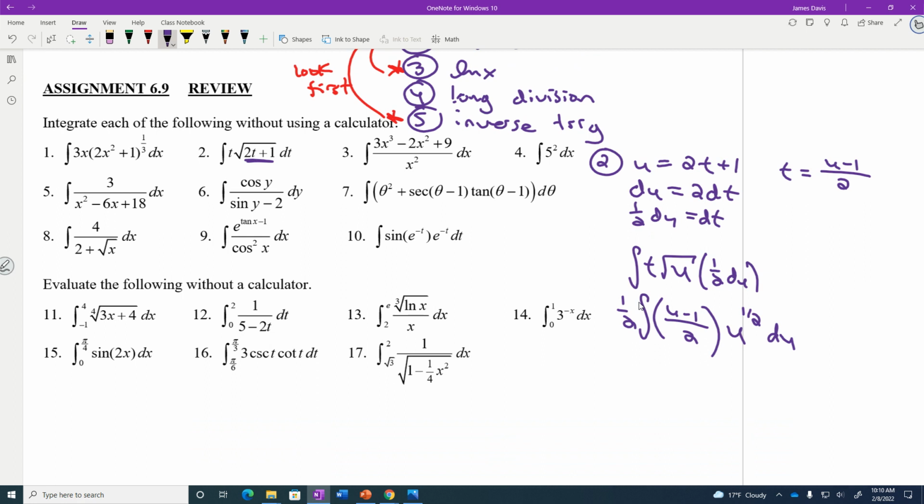And if you notice, this 2 could actually come out in front too, right? This 1/2, because you can write this as the same thing as 1/2 times u minus 1. So that could actually come in front as well. So in front of it, you end up with a 1/4 integral. And then this is just going to get distributed into those two. So u times u to the 1/2 would be u to the 3/2, minus u to the 1/2.